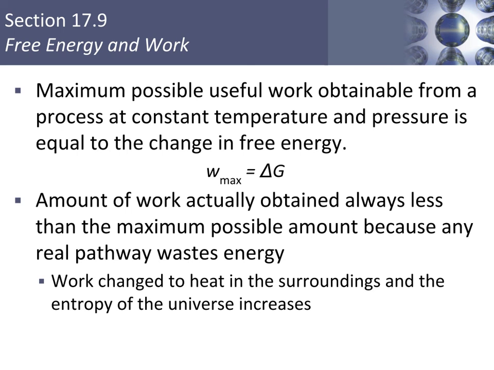Finally, we define delta G, the free energy change, as the energy that's available to do work. The amount of work that is actually obtained is usually less than the maximum possible because of energy waste. So when you solve for delta G, this is the energy that's available to do work, the maximum amount, but in reality, that's probably not really what we're going to get.